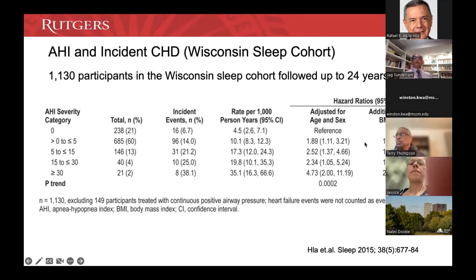And again, if you look at the risk stratification based on the AHI, there was a suggestion of increased risk based on adjusting for age and sex. However, when you adjusted for both BMI and smoking in addition, this risk seemed to disappear.